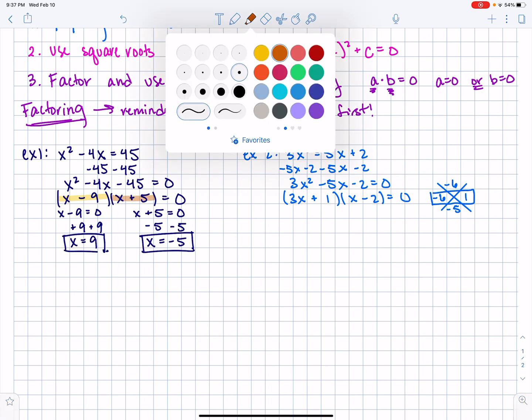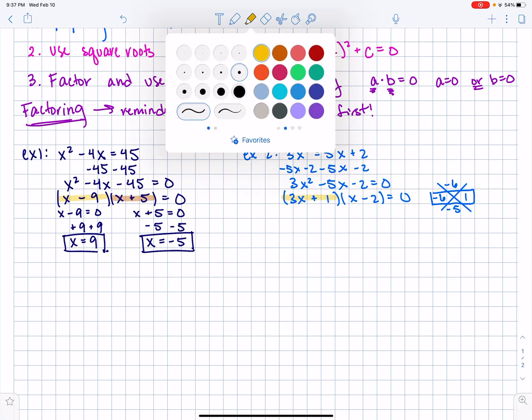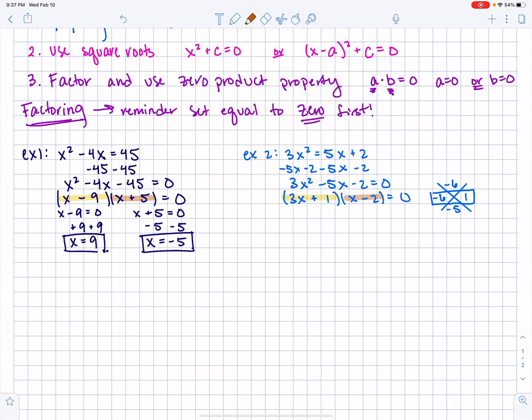And then set up those two factors. So 3x plus 1 and x minus 2. Those are the two things that you need to set up. 3x plus 1 equals 0, x minus 2 equals 0.